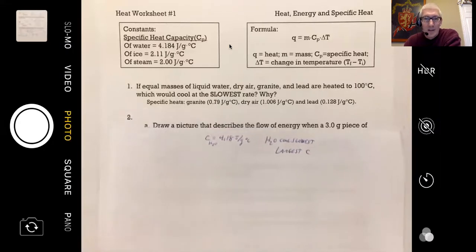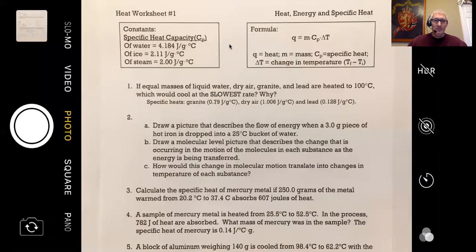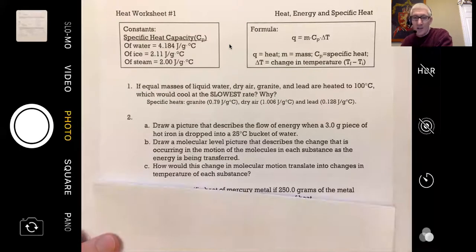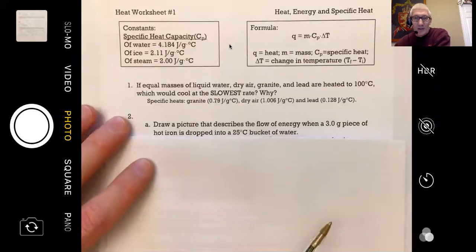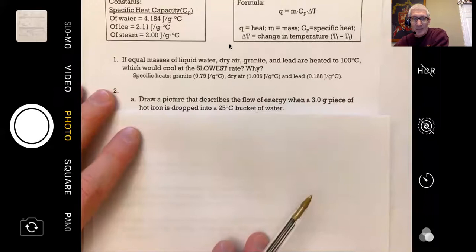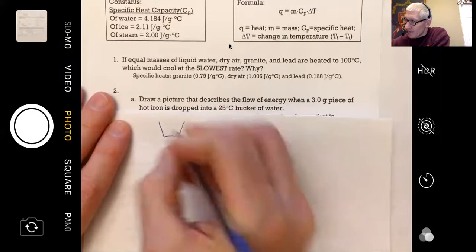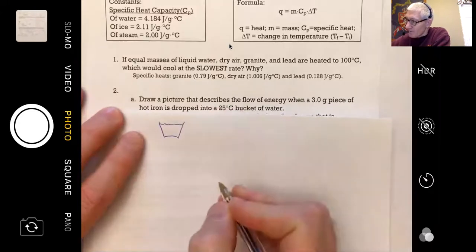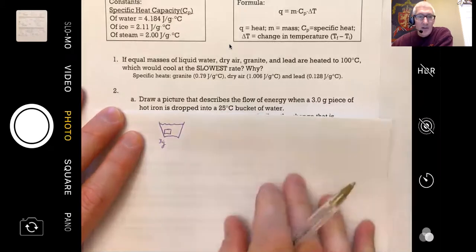All right, let's look at question number 2. Let's draw a picture. It describes the flow of energy when a 3-gram piece of hot iron is dropped into a 25 degrees Celsius bucket of water. Let's think about what that might look like. Here's my bucket, and here is my water. And here is my little 3-gram chunk of hot iron.